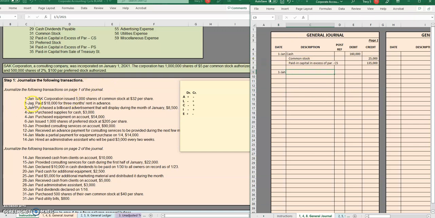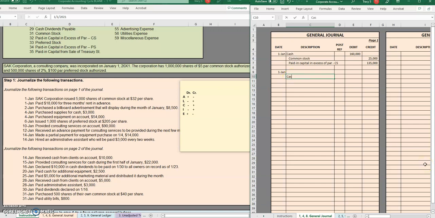Again, on January 1st, we paid $18,000 for 3 months rent in advance. You might remember we're seeing paid $18,000. Right off the bat, we know cash is decreasing. So let's do that one first. So cash is decreasing. Ask yourself, what type of account is cash? Cash is an asset. Decreasing, we're going to have to credit cash.